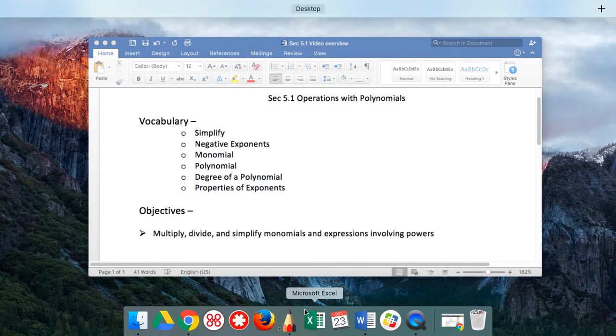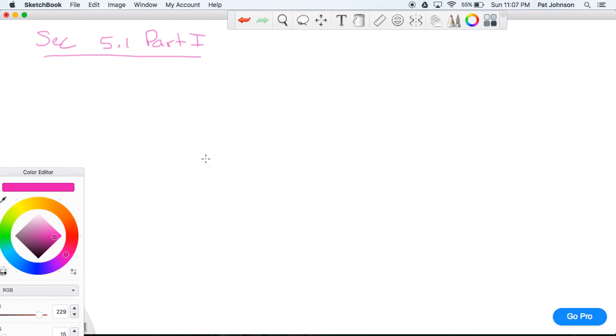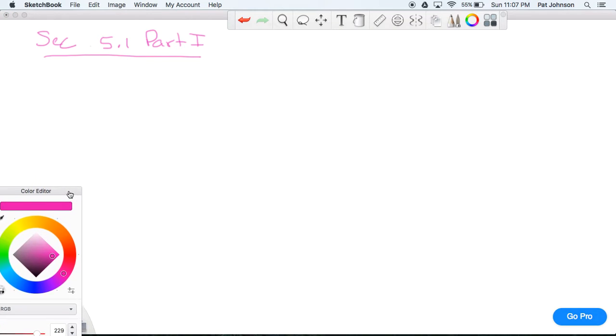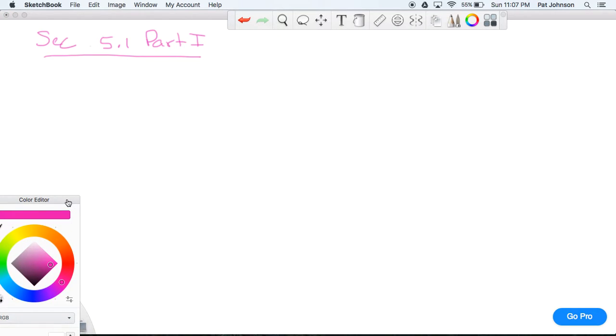Okay, so what does that mean? Well, let's go right into part 1. If you turn your book to page 303, we're going to first identify what does simplify mean? Well, to simplify an expression containing powers means to rewrite the expression without parentheses or negative exponents. All right? Then our next vocabulary is negative exponents. They are a way of expressing the multiplicative inverse of a number.